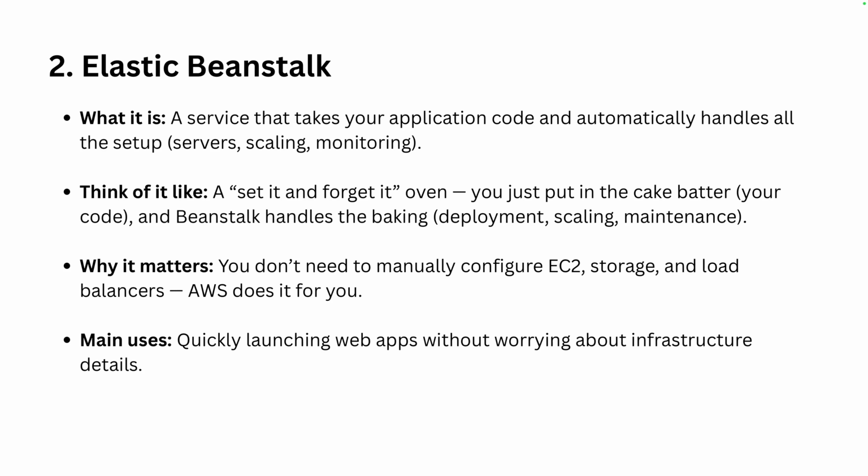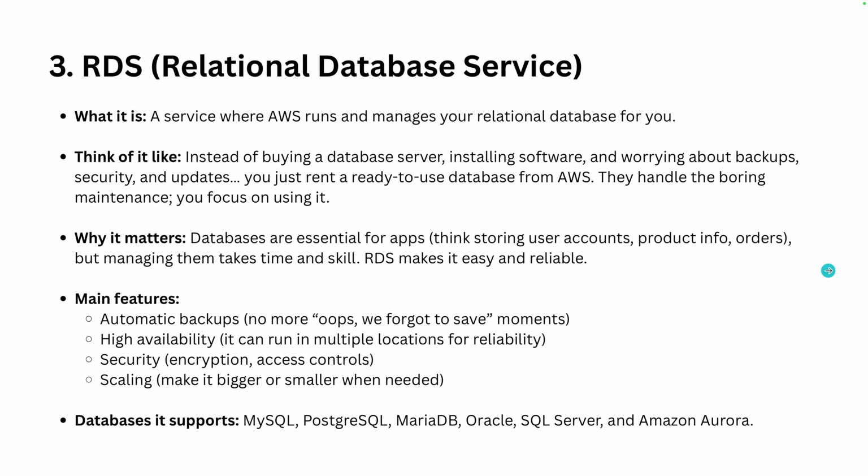Now main uses, I think this is pretty much clear, which is to quickly launch web apps without worrying about infrastructure details. So this is the reason why we are using Beanstalk. Now RDS is your relational database service. So a service where AWS runs and manages your relational database for you.